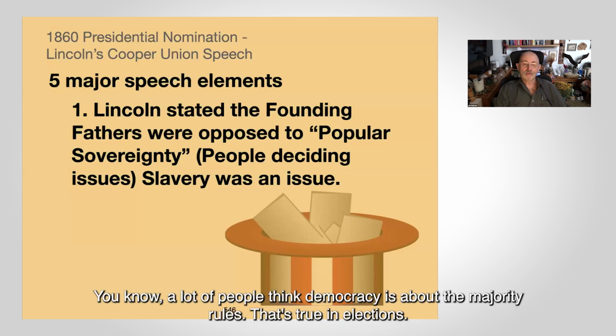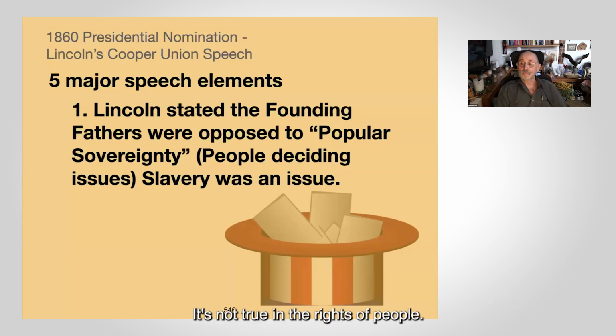You know, a lot of people think democracy is about the majority rules. That's true in elections. It's not true in the rights of people. This is where individuals rule. So the concern was individuals voting on an issue such as slavery. That's really a human rights issue. It's an individual issue. It's not a community issue.